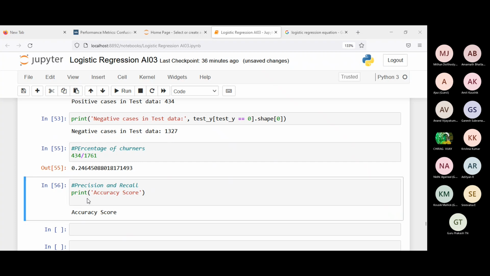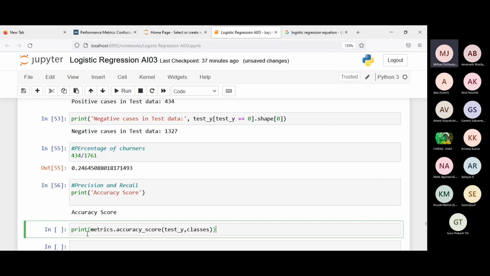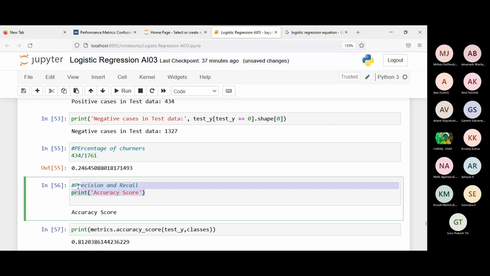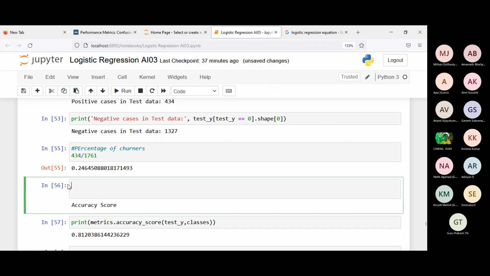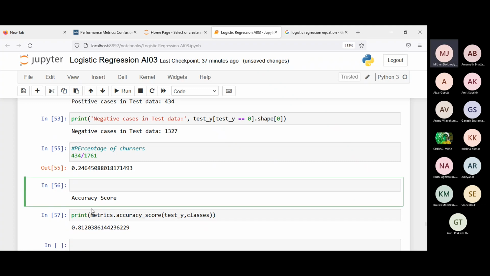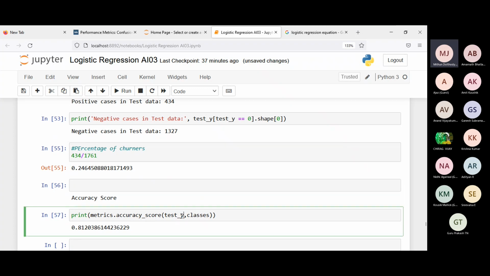Okay, let me just try this. Print metric dot accuracy. What we have to do is, from metrics, we'll be generating the accuracy score. You have to supply two arguments here: test underscore y, which is the dependent variable, and the object classes, which has the predictions. So when you are comparing the test with the actual, we are getting 81% accuracy. Overall, we are getting 81% accuracy.